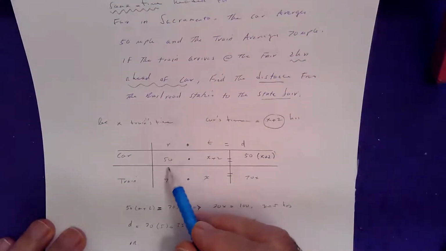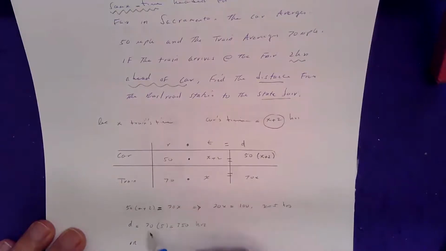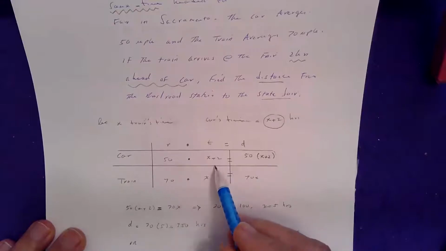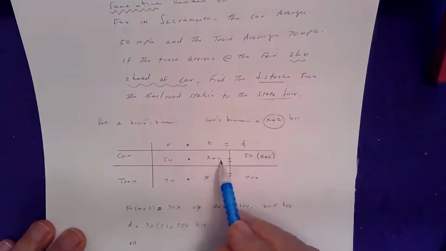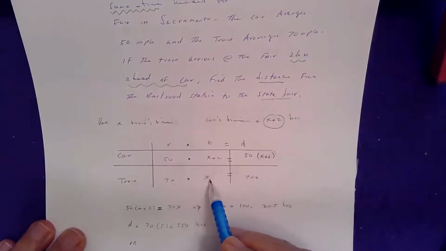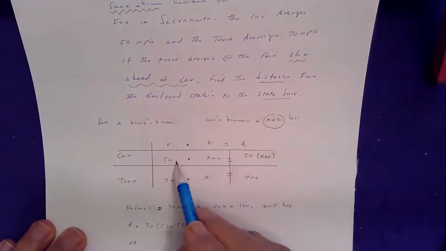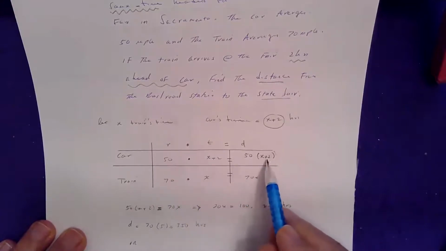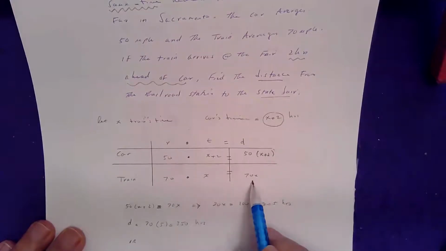The average car speed was 50. Notice train is going faster than the car. Obviously, train is going to get there sooner than car. So we decided the times for car is x plus 2, for train is x. You multiply rate by time, you get distance. Here you multiply 50 by x plus 2, you get 50 times x plus 2. Here you multiply 70 by x, you get 70x.